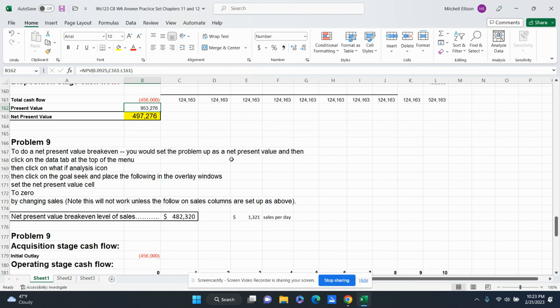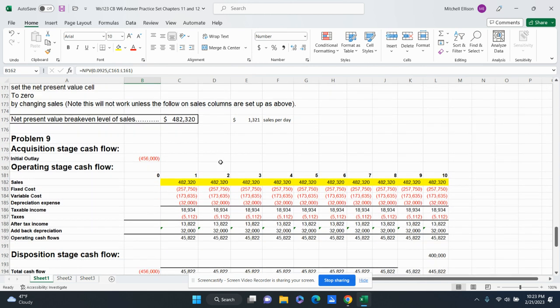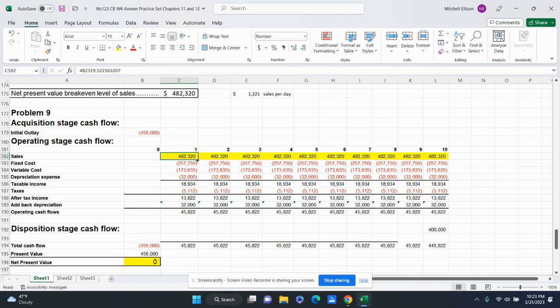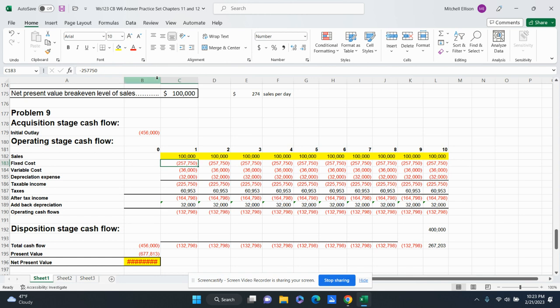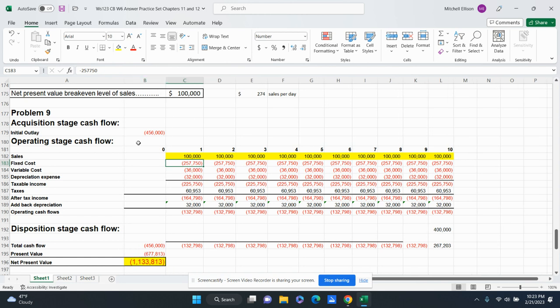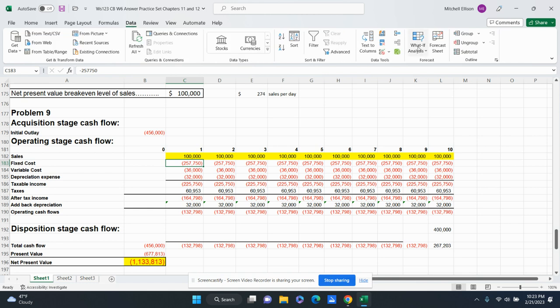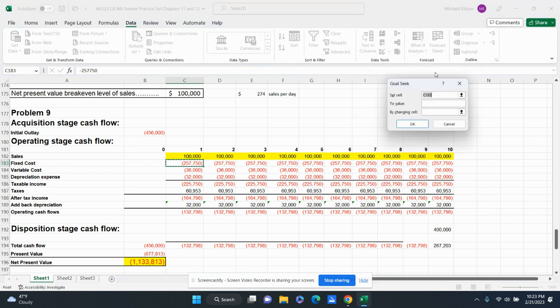Problem 9, then, you're asked to do a goal seek on that to determine the break even level of sales. So you can put any number you want out here, put 100,000 in here. And I noticed then at 100,000, they were not going to break even. And so what you're going to do, and again, this is all in the lecture slides for the week, you're going to go to data. You're going to go to what if. You're going to go to goal seek.